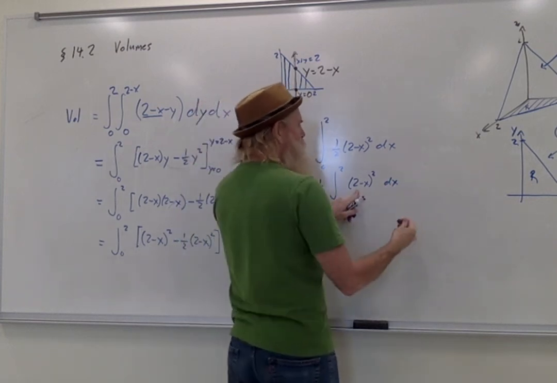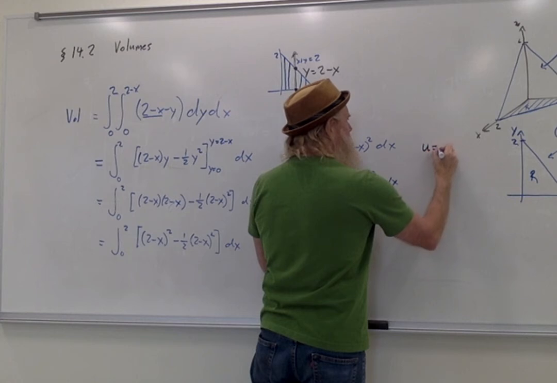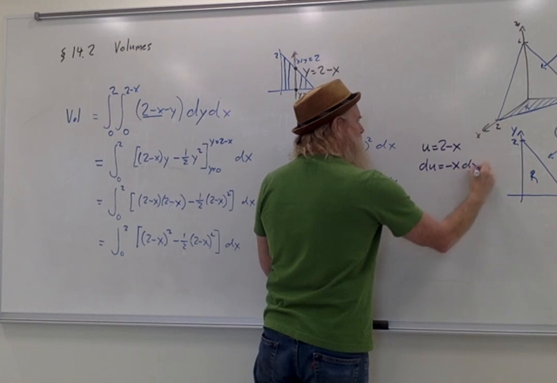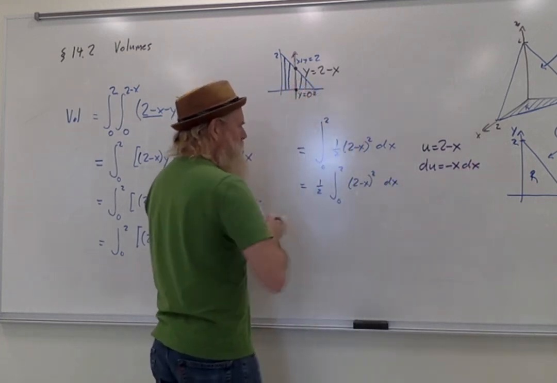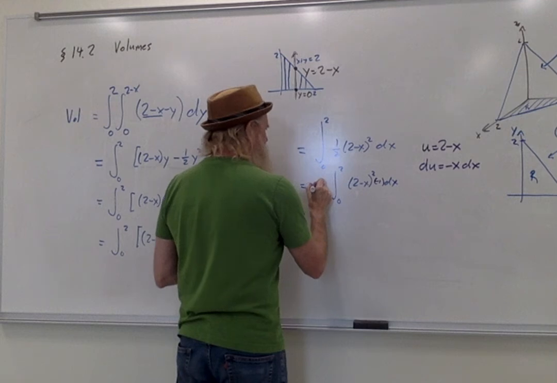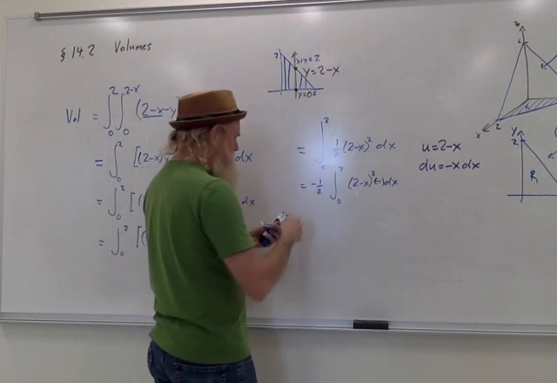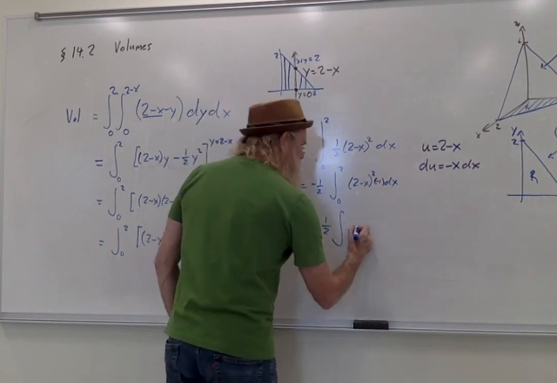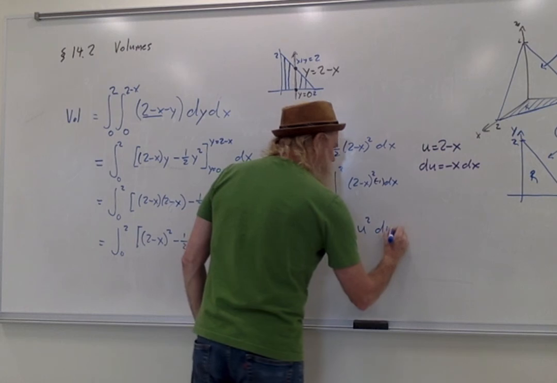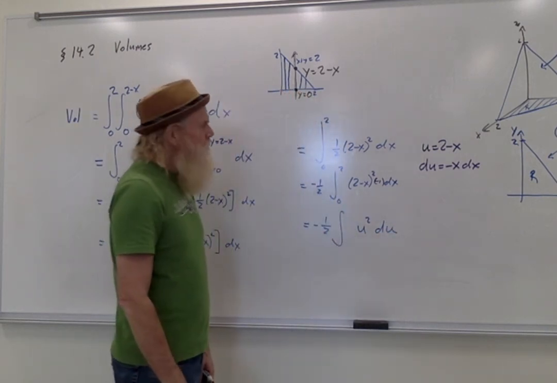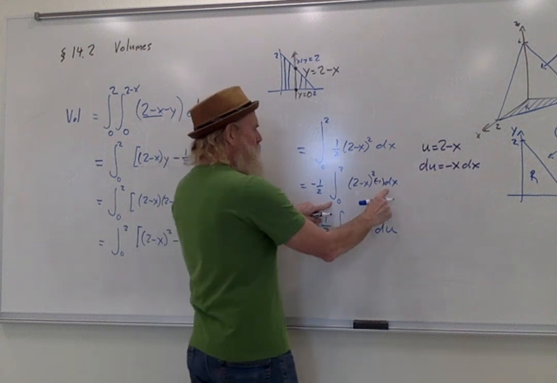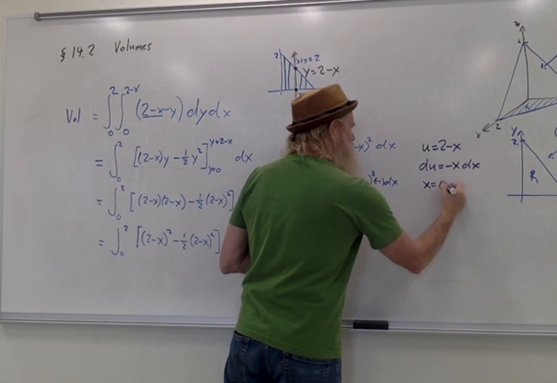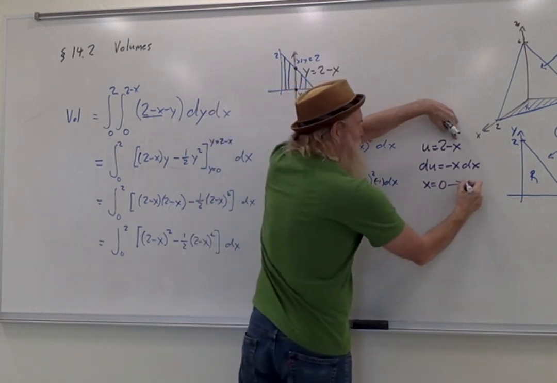If I set u equal to 2 minus x, then du is negative dx. So I'll multiply by a negative one here, and another negative one outside. So I get negative a half, the integral of u squared du. And let's look at the bounds. When x is equal to 0, substituting in here, I get that u equals 2.